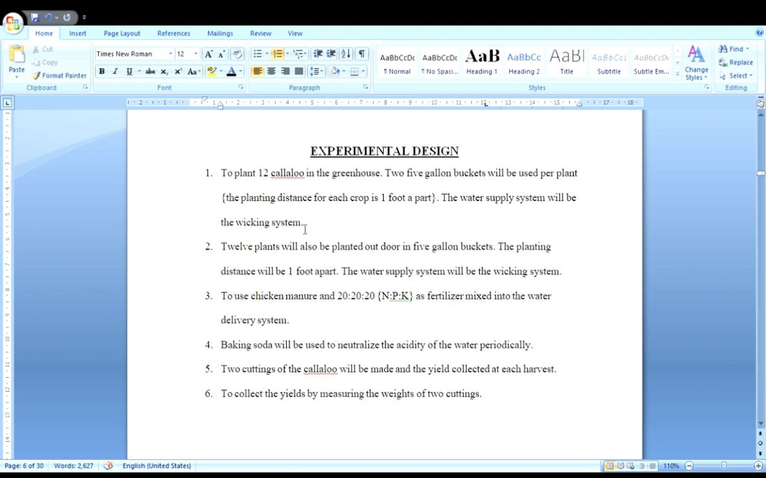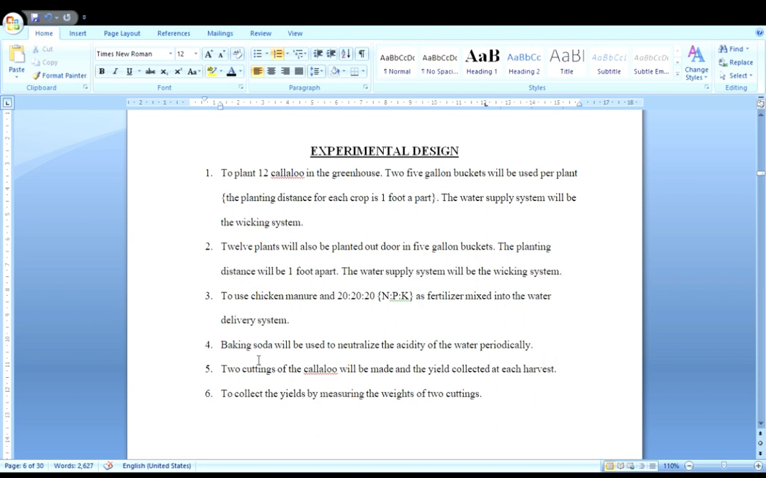The planting distance remains the same, as well as the wicking bucket system. Number 3, to use chicken manure and 20-20-20 NPK as fertilizer mixed into the water delivery system. Alright, so here again you outline the fertilizer that you'll use, and you also outline that fertilizer will be placed in the wicking buckets. Alright, number 4, baking soda will be used to neutralize the acidity of the water periodically.